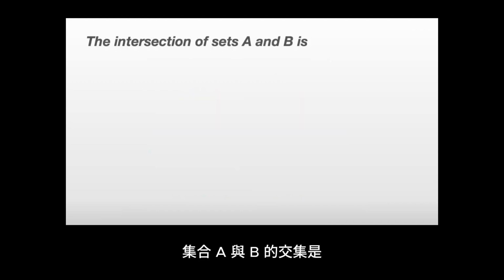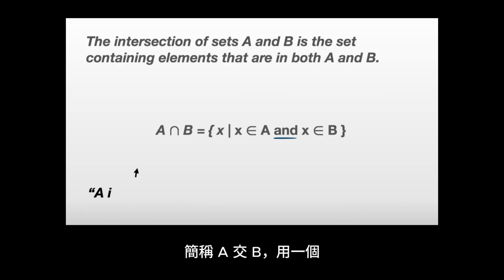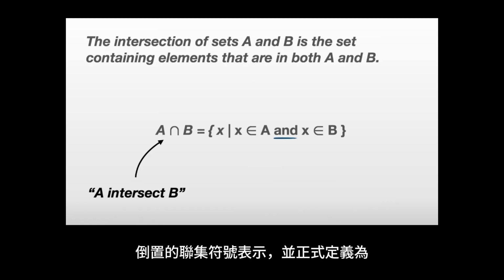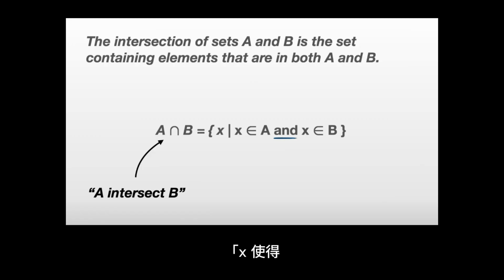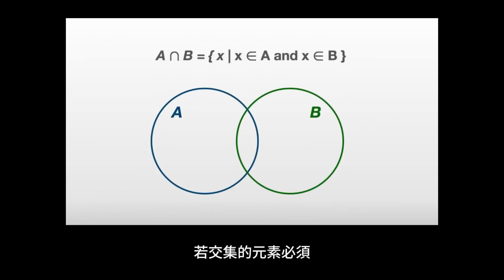The intersection of the sets A and B is a set containing elements that are in both A and B. The intersection of A and B, or A intersect B for short, is symbolized with an upside down union symbol and is formally defined as X such that X is in A and X is in B, the word and being the most important bit. If the elements of the intersection must be in both A and B, then we're talking about the overlapping part of the Venn diagram.